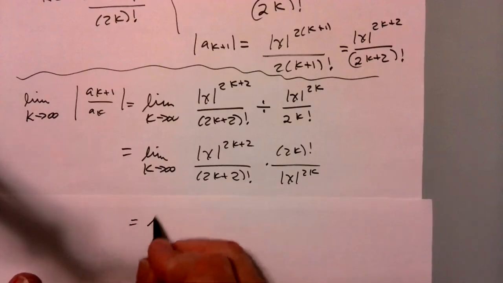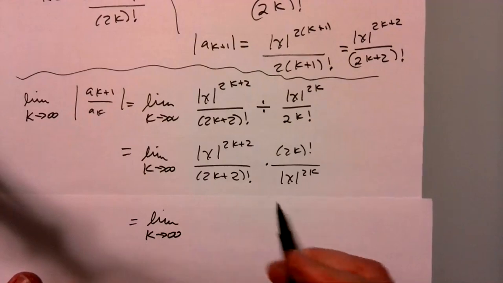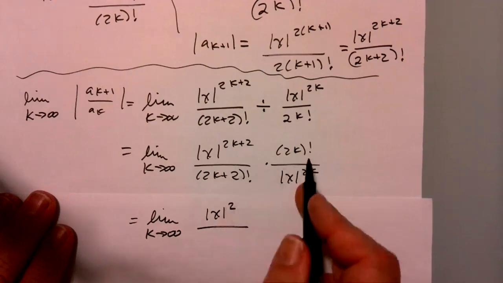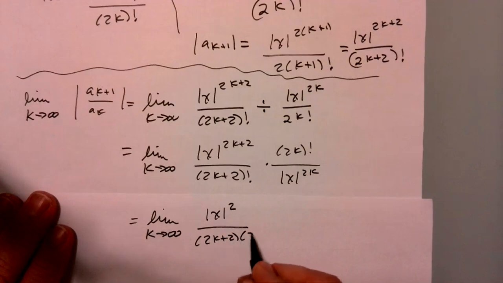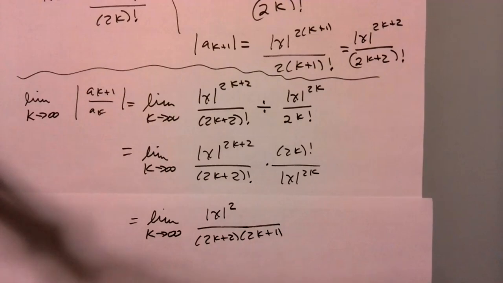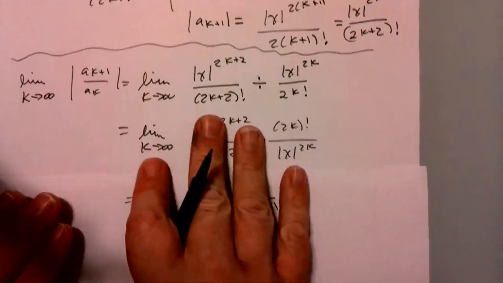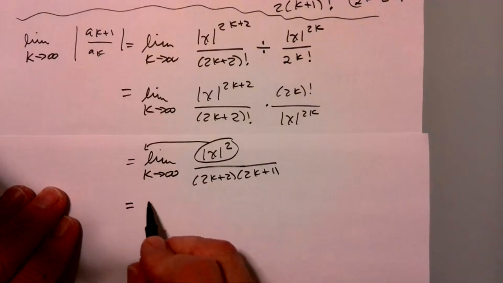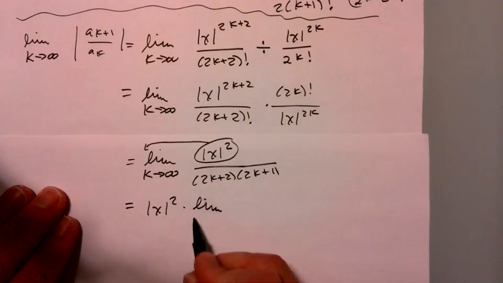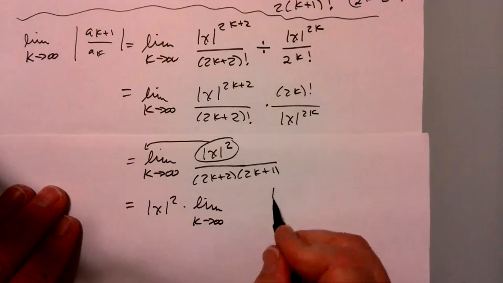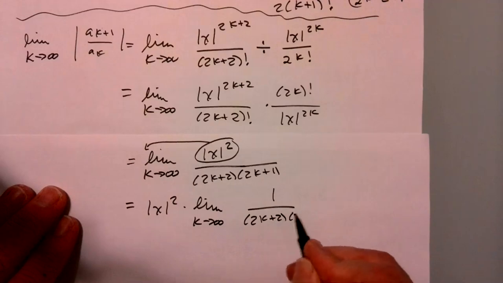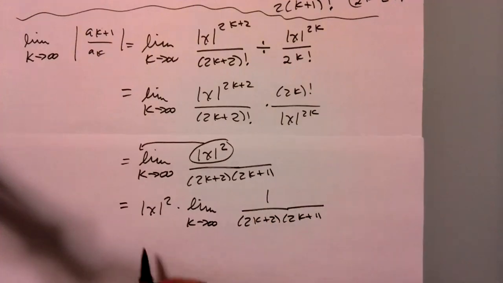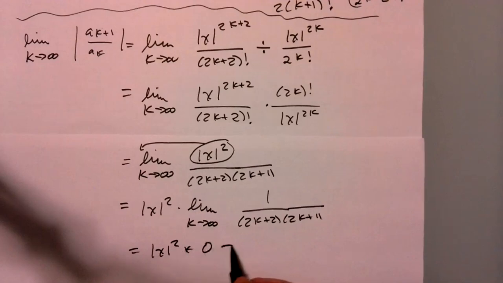So we have the limit as k goes to infinity, x to the 2k+2 over x to the 2k leaves absolute value of x squared, subtract the exponents. Downstairs, I have 2k+2, 2k+1. What is happening here is that k is changing, so I can pull this out in front of the limit operator, and I get absolute value of x squared times the limit as k goes to infinity of 1 over (2k+2)(2k+1). Well, as k goes to infinity, this goes to 0. So this limit is absolute value of x squared times 0, which equals 0.